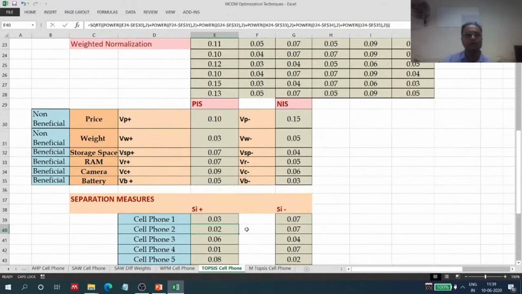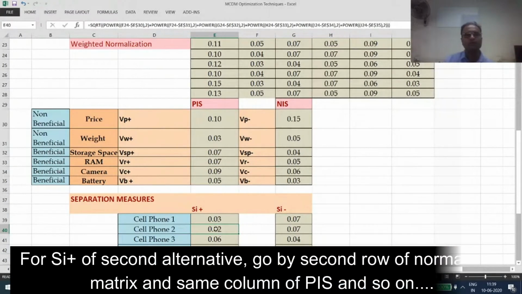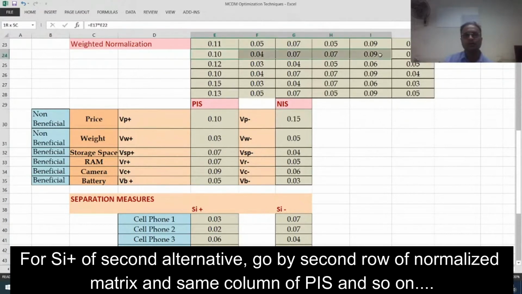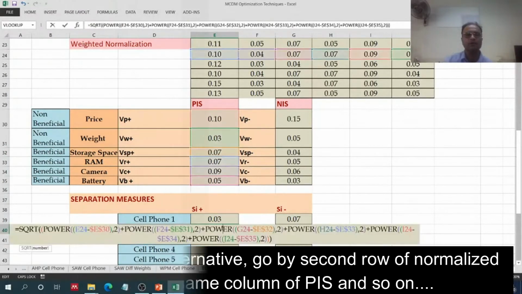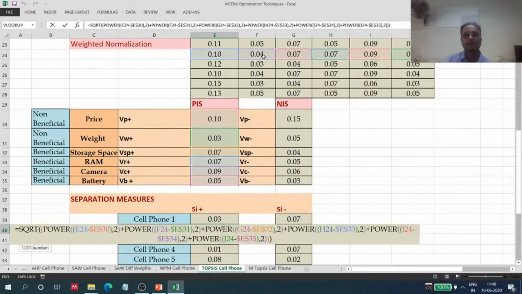Now if you try to see how it is obtained for the second cell phone, I hope you can easily tell. We have to go along the second row but keep the same column. That means 0.1 minus 0.1 square plus 0.04 minus 0.03 square plus 0.07 minus 0.07 square. So we go row wise and here column wise, because the positive ideal solution is common here. We see even this row is highlighted. So along this row and along this column, and again at the end we have to take a square root of that.